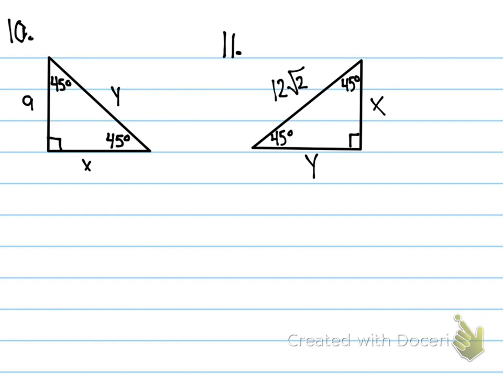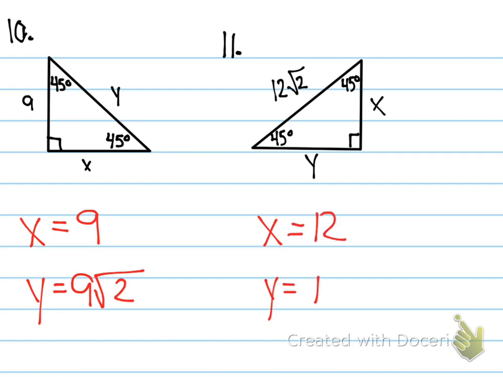All right, so what do we know about the leg values of 45, 45, 90? They're the same. So x is going to be 9. What do we know about the hypotenuse? Leg length times the square root of 2. 9 square root of 2. So if we know the hypotenuse, what's going to be our x value on number 11? 12. Very good. And then y would be 12 as well.